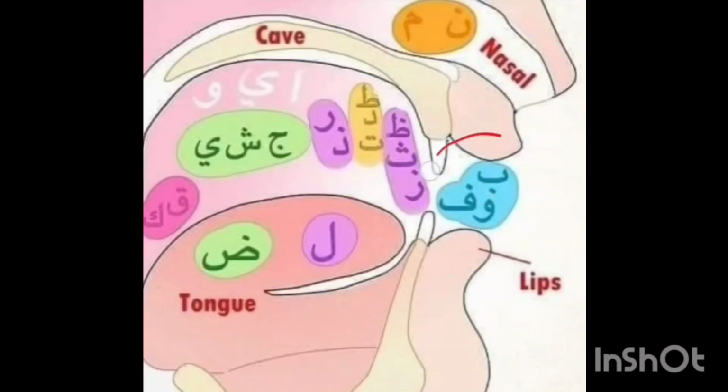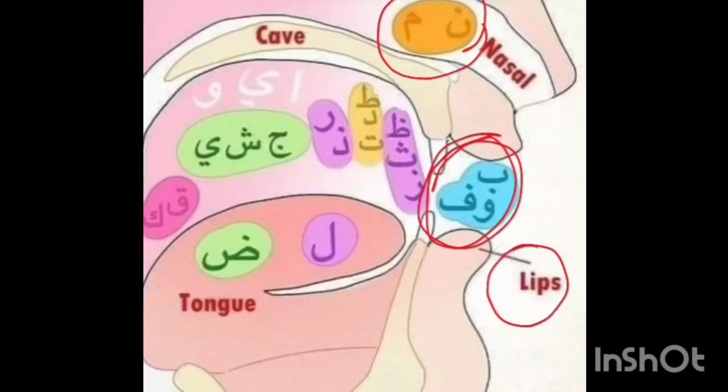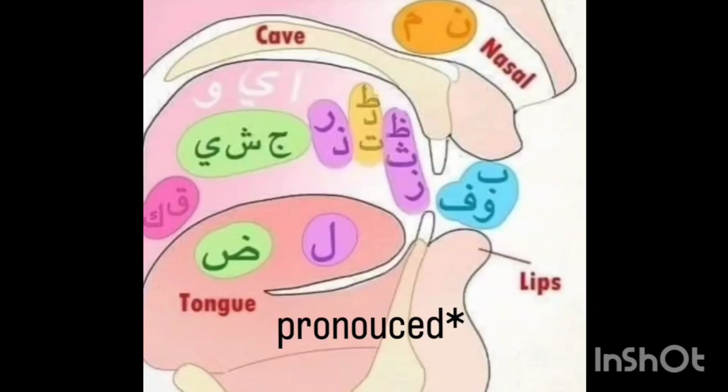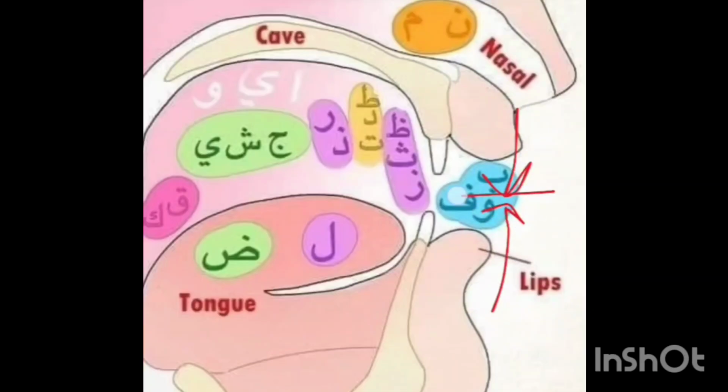Unlike the letters from the previous video that had two مخارج or articulation areas, today the ba, waw, fa have one مخرج, which is the lips. Okay, so let's start with letter ba. Ba is pronounced by pressing your lips together, making them meet at the middle. So you say ba, ba.